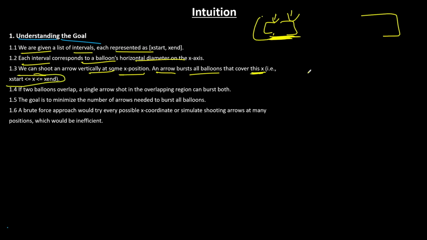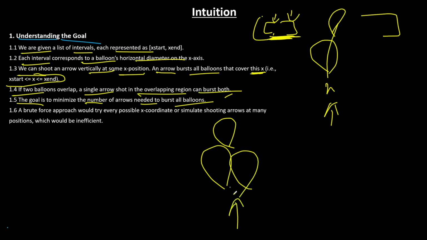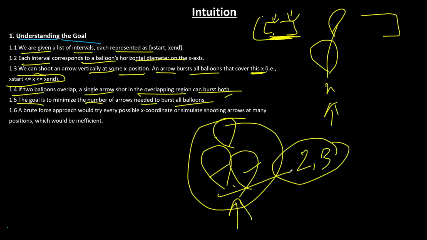As we saw, we will take a point x and we will shoot the arrow. And the number of balloons which are coming into that point will get burst. If two balloons overlap, a single arrow shot in the overlapping region can burst both balloons, right? The goal is to minimize the number of arrows needed to burst all the balloons. So, suppose, as we understood, if this is the case, and if I use one arrow from here, it will burst this balloon also, this balloon, and this balloon, right? If we don't use the arrow efficiently, we will be requiring 2 to 3 arrows to burst these balloons, right? So that is what we have to look for.